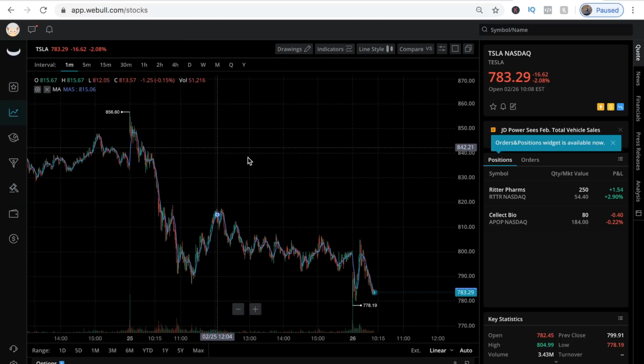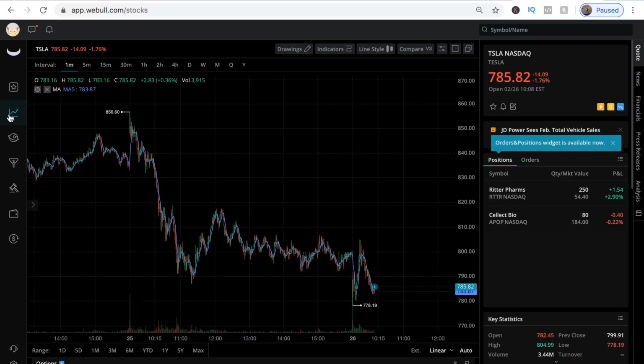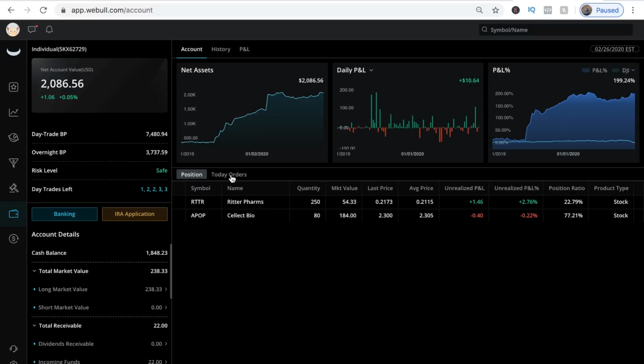We can go through all these different things, and what I'm going to do here is actually go to the stock section because I was just in my account. I can go to my account, I can go to today's orders, positions, P&Ls, all these different things, which actually, peep the nice P&L percentage over the past 4 months, 200%, pretty solid if you ask me.